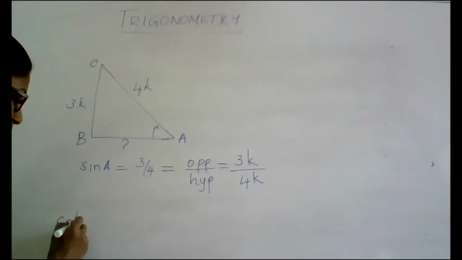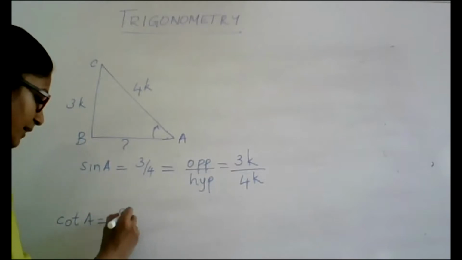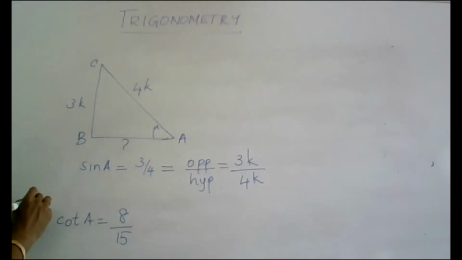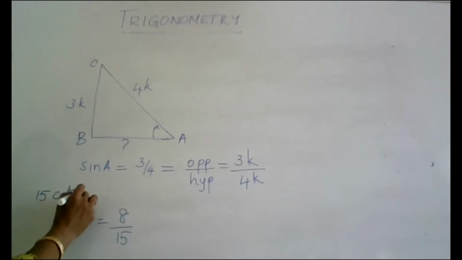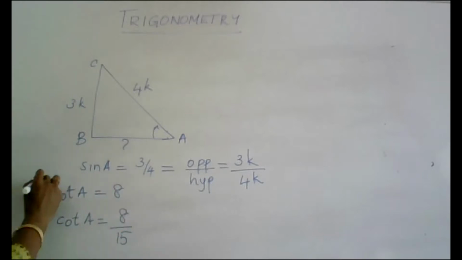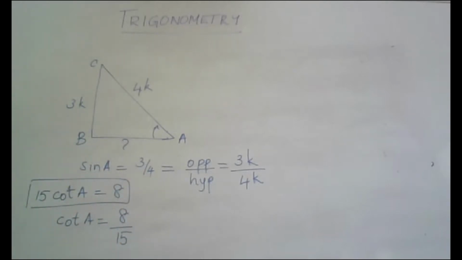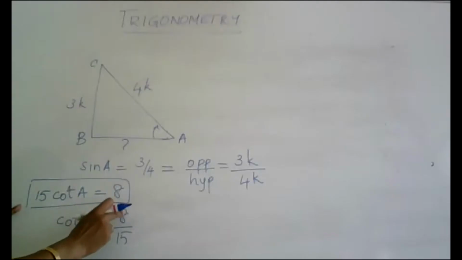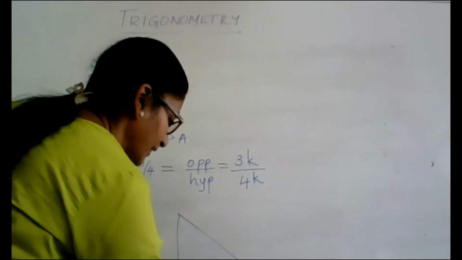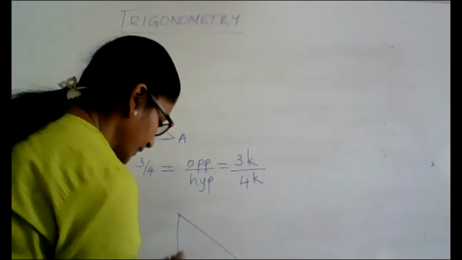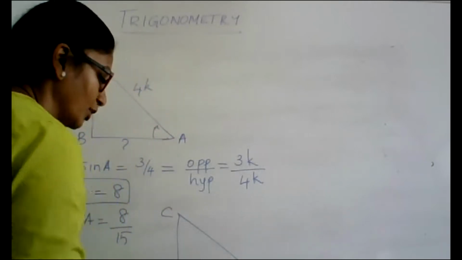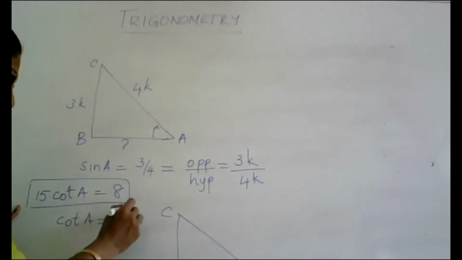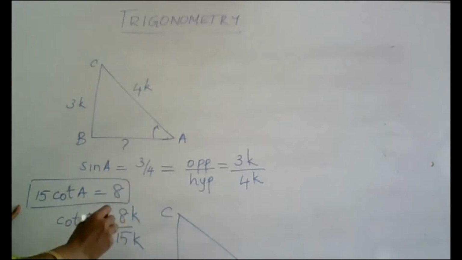So cot of angle A is 8/15 because it was given as 15 times cot A equals 8. Correct. So I'm going to bring this 15 down to the right hand side. So 8/15 is your cot A. How will I define cot A? Whenever I take a triangle, say ABC, right angle at B, cot of the given angle, I'm seeing it as 8k by 15k. How do we define cot?